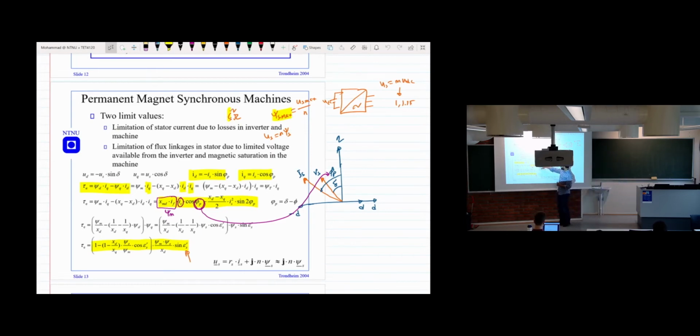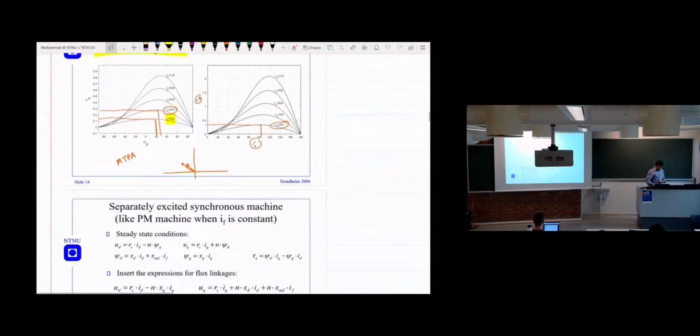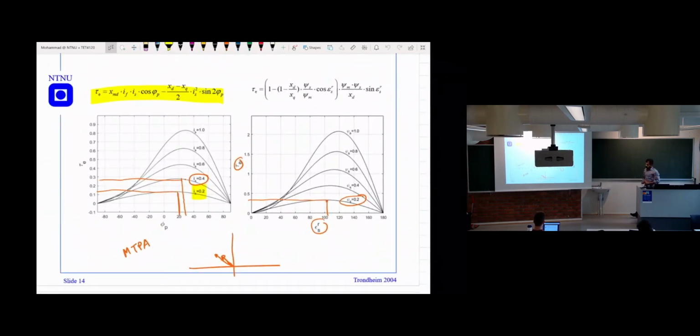If we plot this torque equation with respect to this angle, it becomes like this. Here, this is the first quadrant, and this is the second quadrant. This is the zero angle, and we have the plus angle and the minus, and this is the pole wheel angle. From this you can see for which angle we can get the maximum torque.